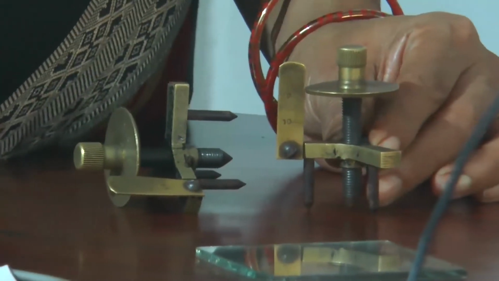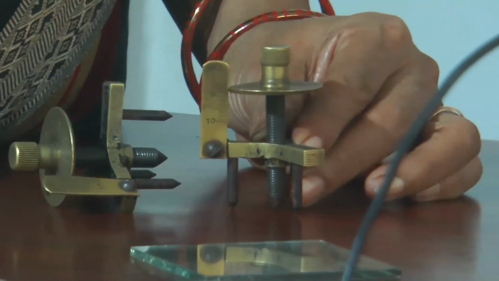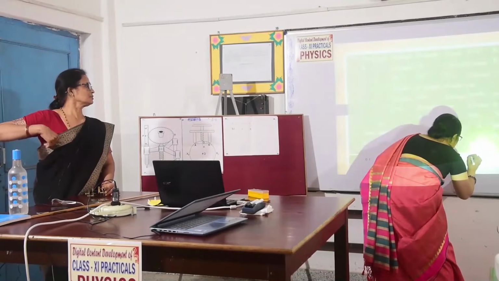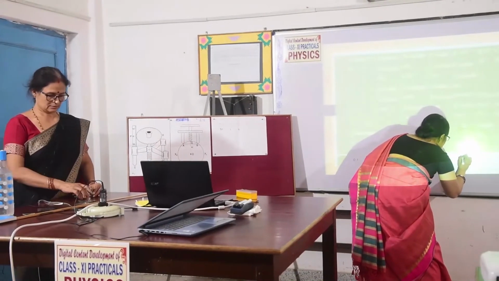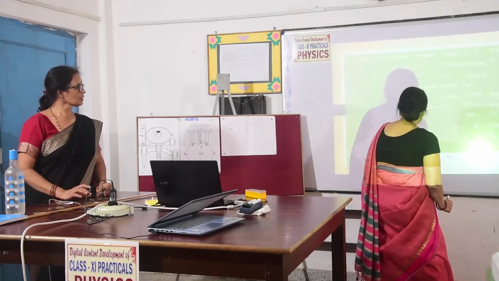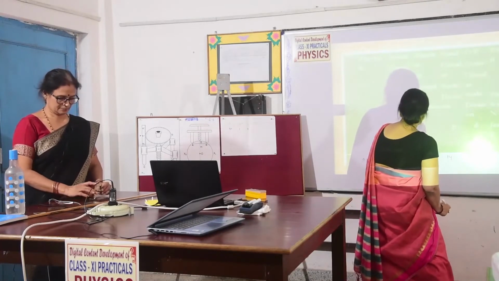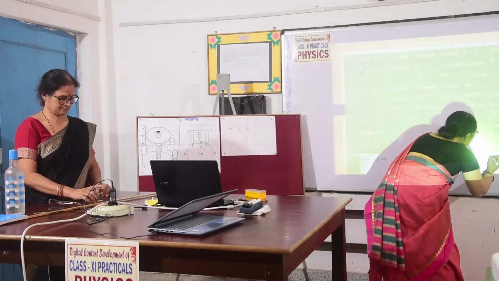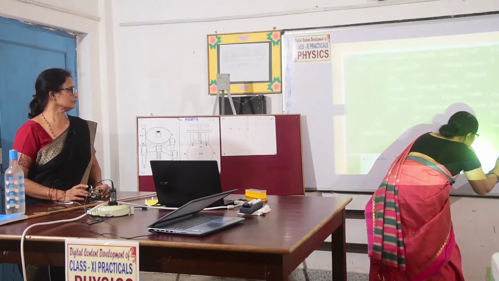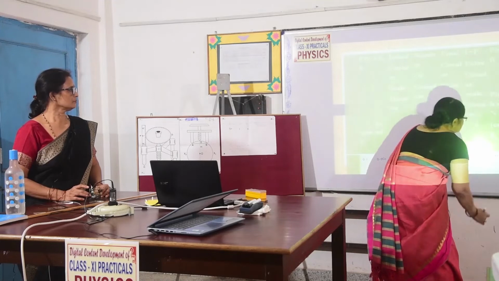So the difference will be, as ICSR is greater than FCSR, 34 minus 14, that gives you 20. Then pitch into number of rotations: pitch is 0.1, number of rotations is 1. So 0.1 into 1 gives you 0.1. This is your pitch scale reading.